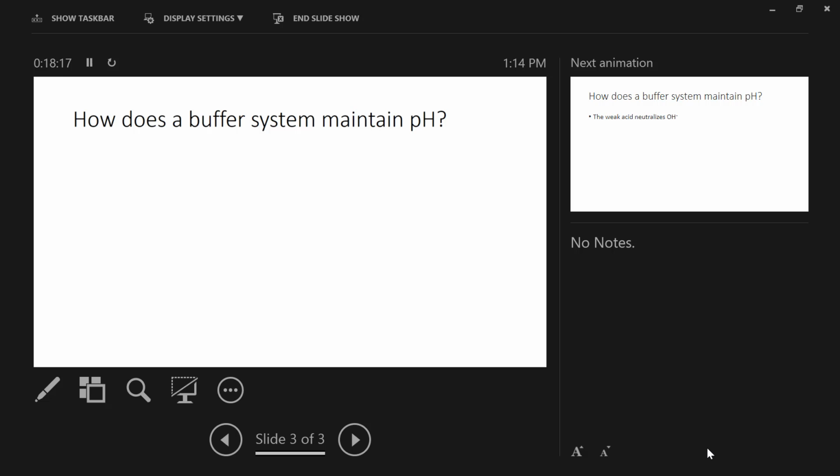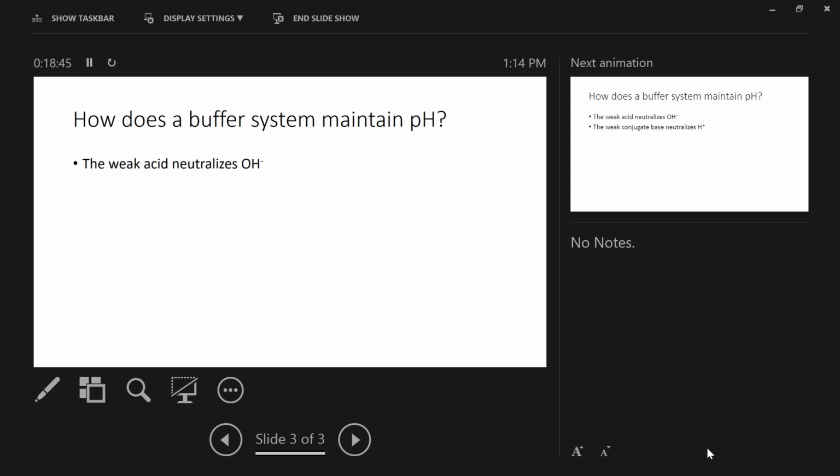It's not your fault. It's mine, but so how does a buffer system maintain pH? All right, so the weak acid neutralizes hydroxide ions. The weak acid neutralizes hydroxide ions. And so let me show you this. Go ahead and write that down and then I'll show you something. The weak acid neutralizes hydroxide ions.